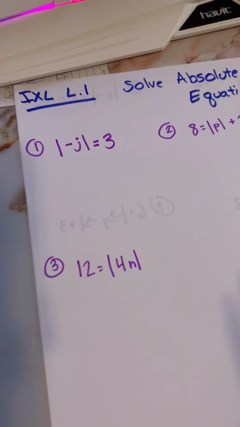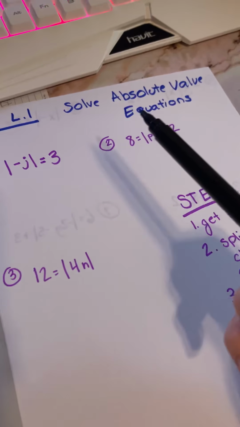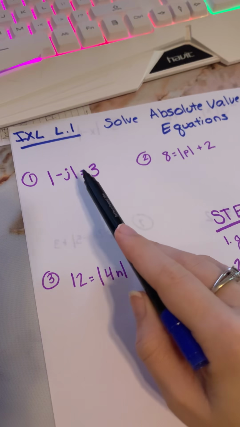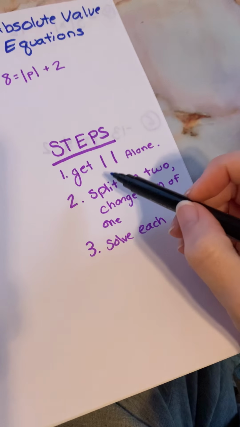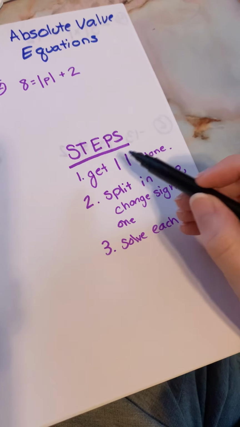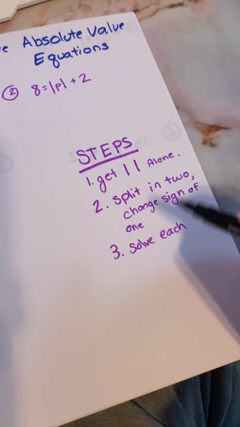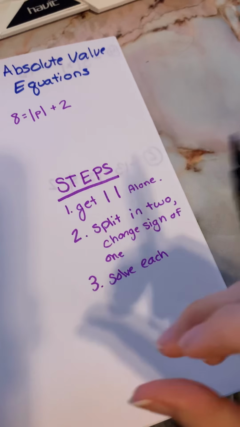Alright, so we're going to work on IXL L.1, which is solve absolute value equations. For this one, if you look at all these equations, I'll have those two long lines for absolute values, right? So here's the steps. First you want to make sure the absolute value part's all by itself. Then you're going to split it into two, change the sign of one of them, and then you're going to solve each of the two equations.